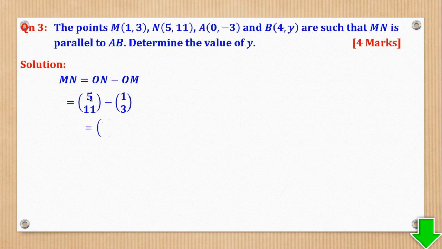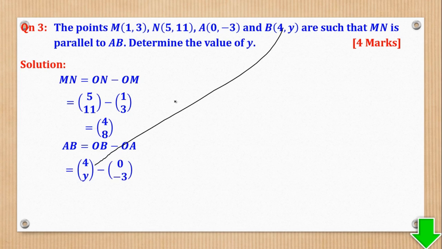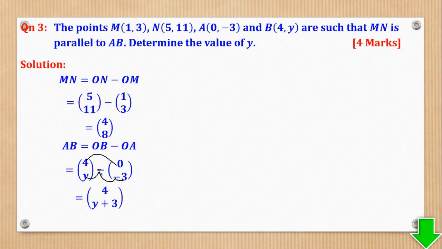Subtracting, it means the upper part is 5 minus 1, which is 4. Lower part is 11 minus 3, which is 8. That gives vector MN. Then AB is OB minus OA. So OB is this. In vector form, it becomes 4, y. OA is this. In vector form, it becomes 0, negative 3. Then we still subtract. 4 minus 0 is 4. Y minus negative 3 gives you a positive. That's why you see plus here.